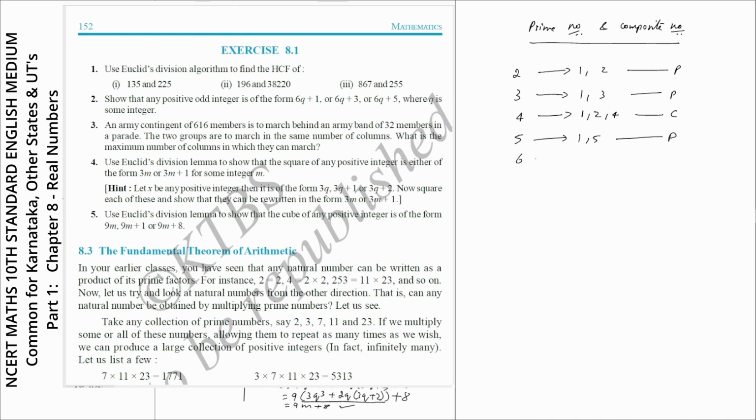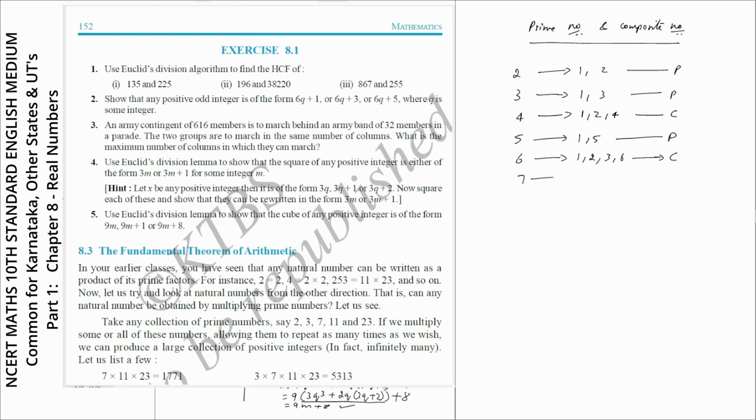Now coming to number 6, so 1 is a factor of 6, then 2 is also a factor of 6, because 2 divides 6. And what about 3? 3 also divides 6, 3 2s are 6, and 6 is a factor of 6. Apart from 1 and 6, it has got 2 and 3 as factors. So this is not a prime number. All numbers which are not prime numbers will be composite numbers.